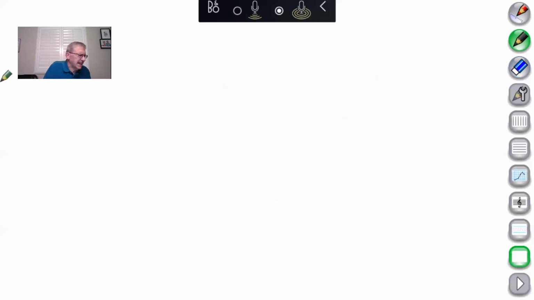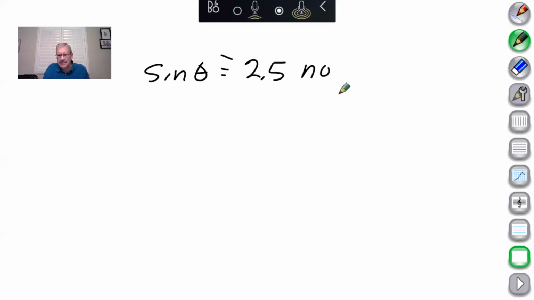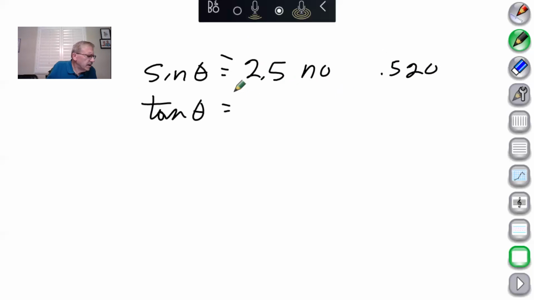Okay, so just to take a quick look, what if they told us that the sine of theta is equal to 2.5? Way too big. If they said 0.5, good. This is no. Even if it was negative, that still would be no. It can only be a decimal, something like that. Okay, on the next one, it says tangent theta equals 110.47. Yeah, that's good. Any real number. It could be any real number.